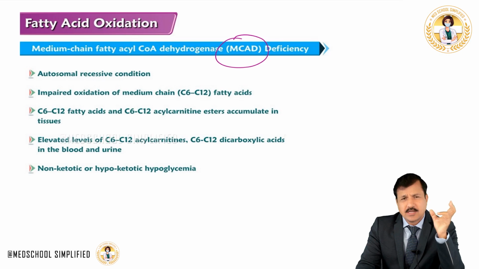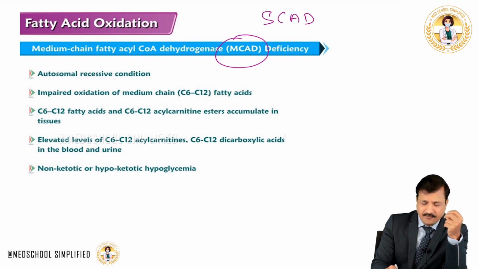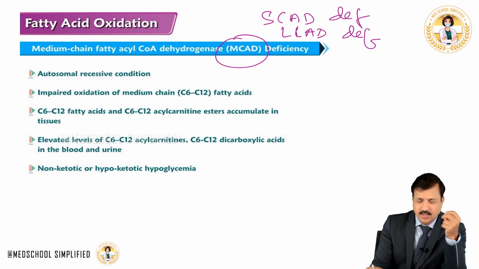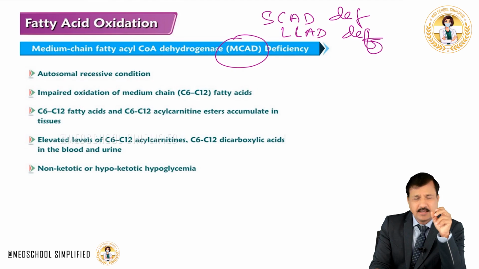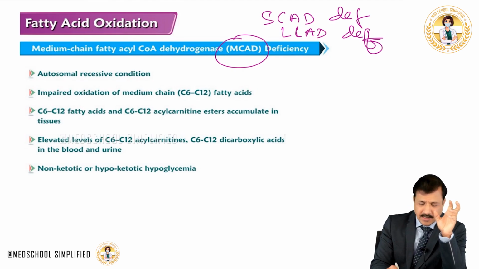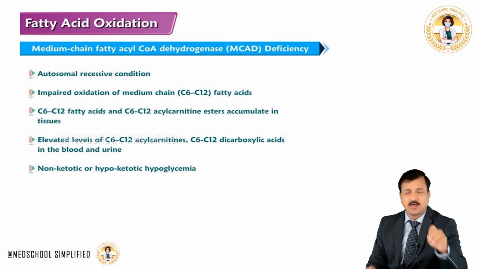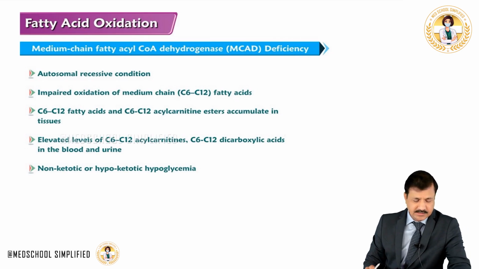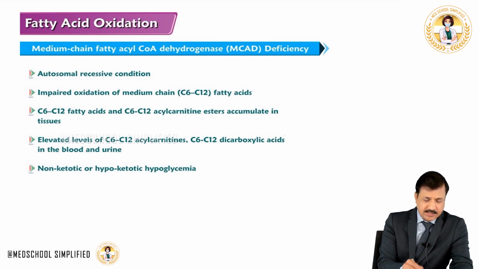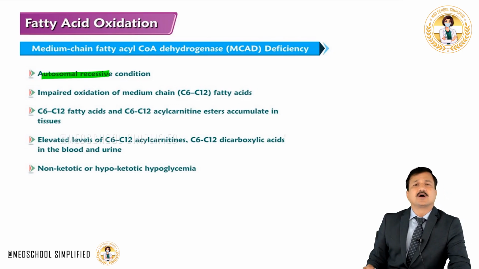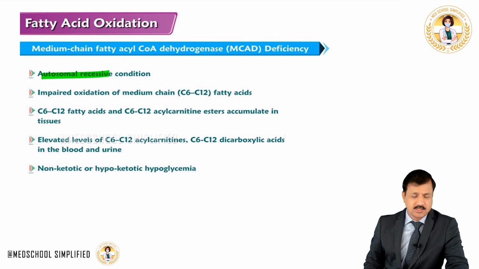What can be the other ones? Others are short chain fatty acyl-CoA dehydrogenase deficiency and long chain fatty acyl-CoA dehydrogenase deficiency. You can write them as SCAD deficiency or LCAD deficiency. Those are also there, but out of all these, SCAD, LCAD and MCAD are the most common ones among acyl-CoA dehydrogenase deficient enzymes. Now it is an autosomal recessive condition like any other genetic conditions. Most of them are autosomal recessive.